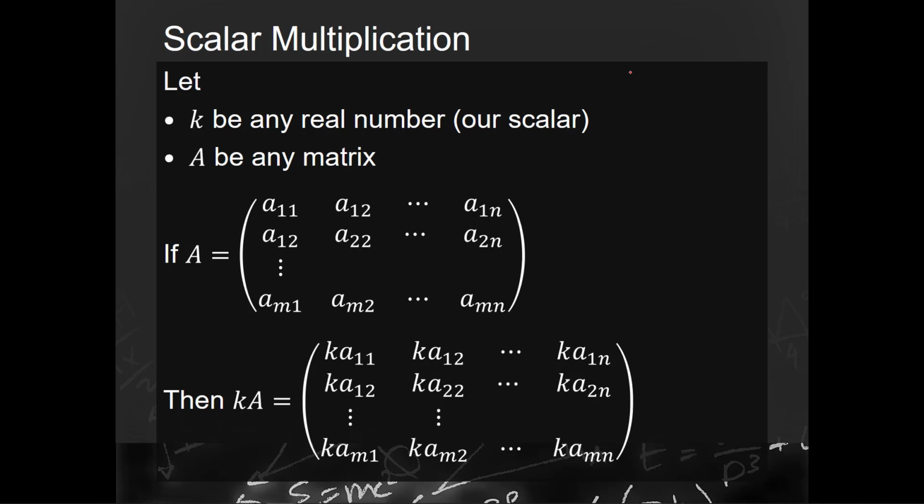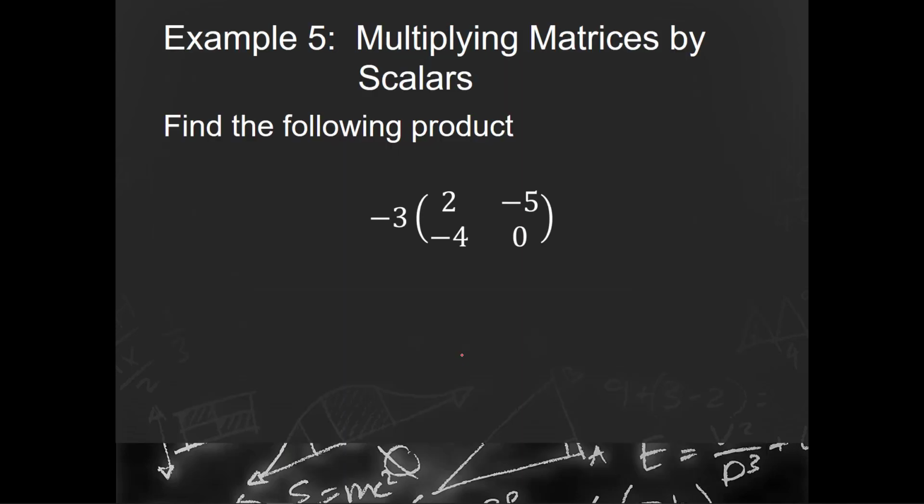The next operation is scalar multiplication. Here we're going to let K be any real number, and that's going to be our scalar. And then we're going to let A be any matrix of any dimension, it doesn't matter. If that's the case, then KA is nothing more than a matrix where every single element is multiplied by the scalar K. That's all there is to it. And so with that in mind, let's take a look at this example.